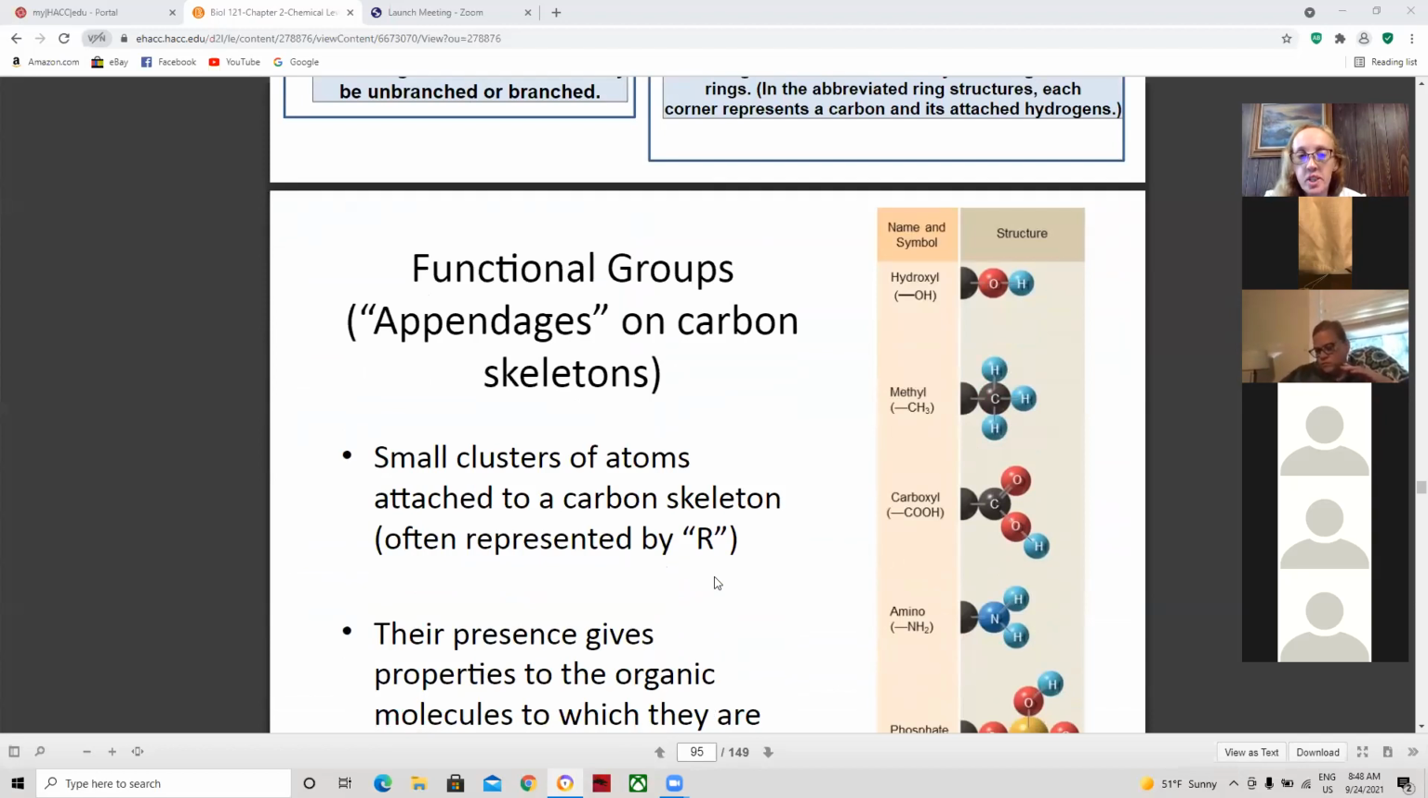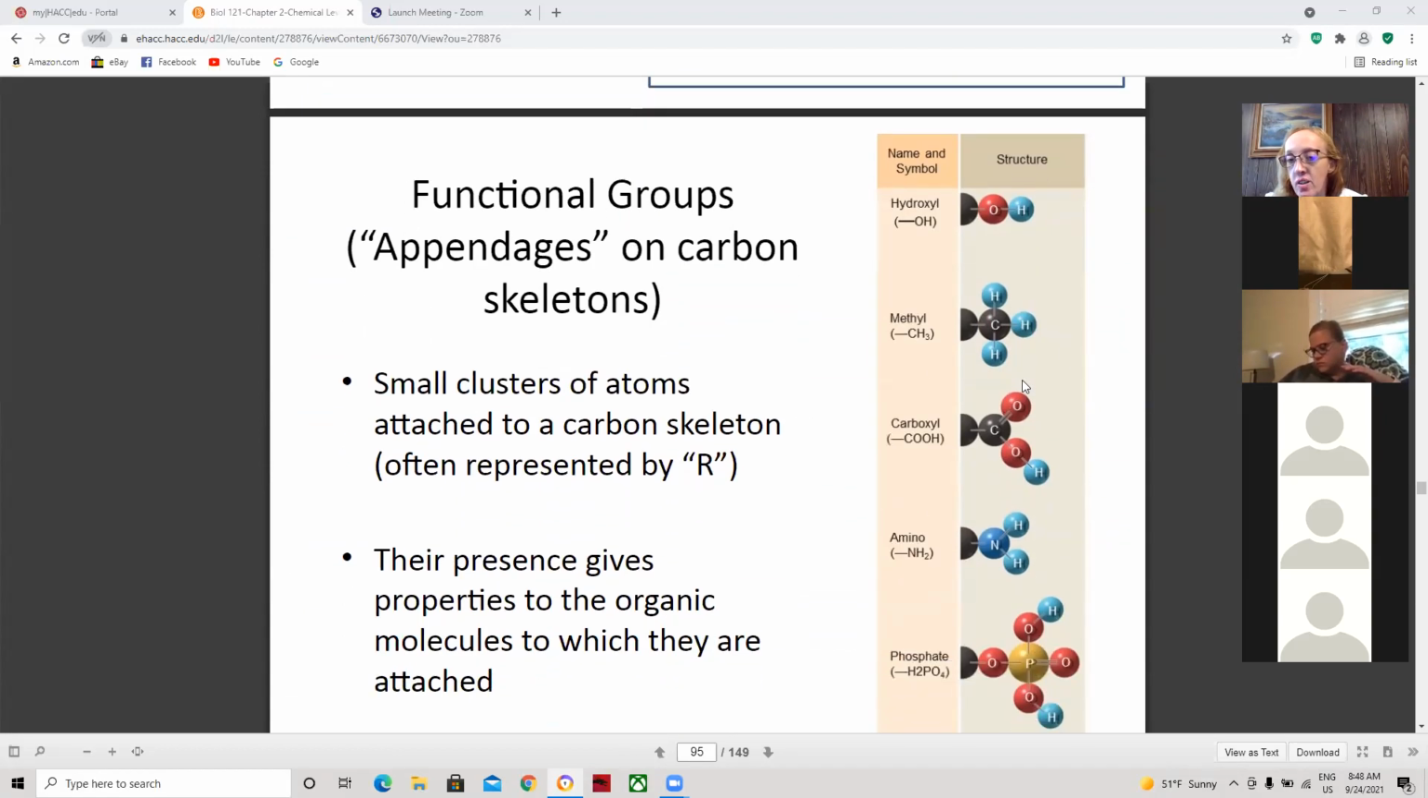Functional groups are appendages on carbon skeletons. They are small clusters of atoms that are attached. If you look, this one is a hydroxyl group, which has an oxygen in it. This one is a methyl group with a carbon and 3 hydrogens. This one is a carbon with an oxygen and a hydrogen. This one is an amino group. This one is a phosphate.